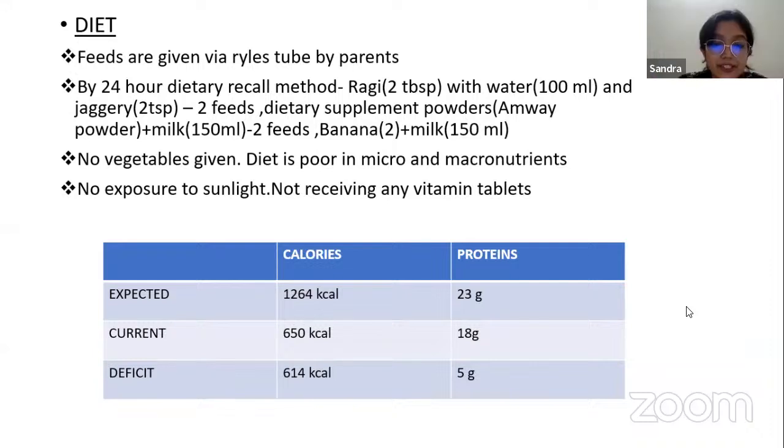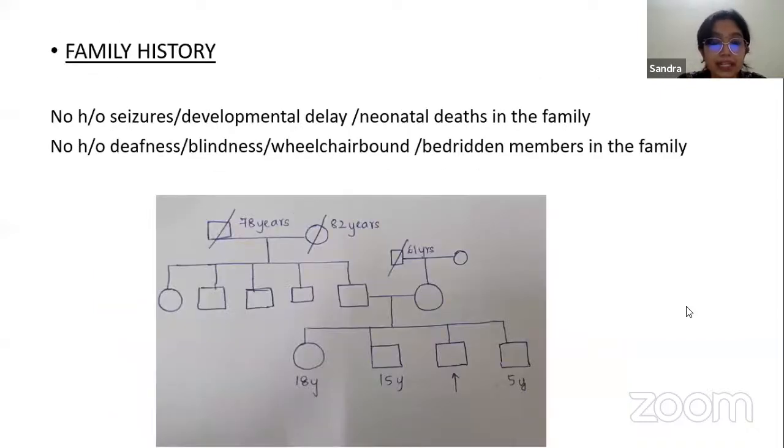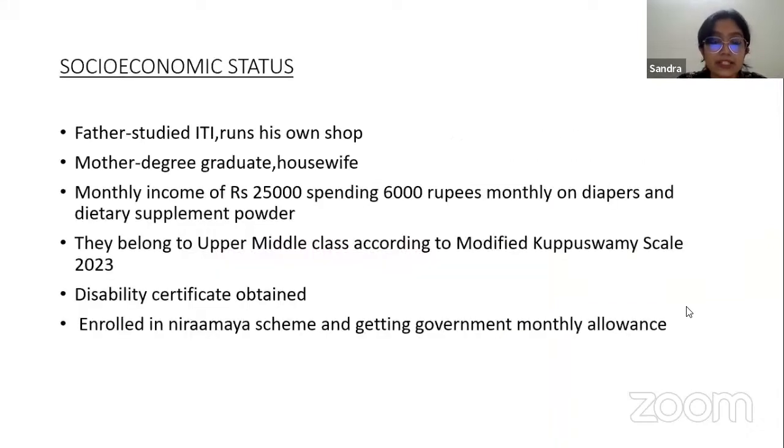He has a deficit of 614 kilocalories and 5 grams of protein. Family history: there is no history of seizures, developmental delay, or neonatal deaths in the family. No history of deafness, blindness, wheelchair-bound, or bedridden members in the family. Socioeconomic status: the father studied up to ITI and runs his own shop. Mother is a degree graduate and a housewife. They have a monthly income of rupees 25,000, out of which 6,000 is spent monthly on diapers and the dietary supplement powder. They belong to upper middle class according to the modified Kuppuswamy scale.